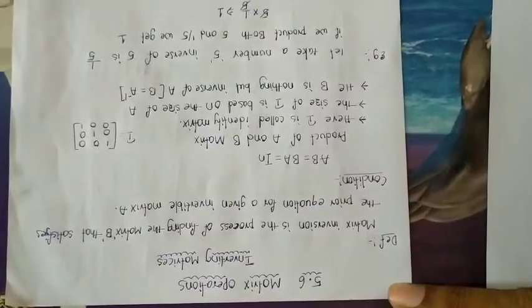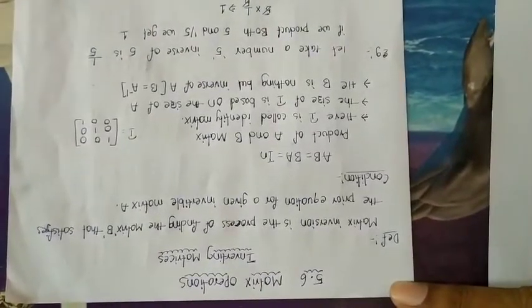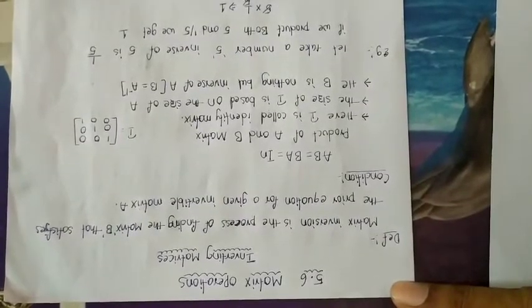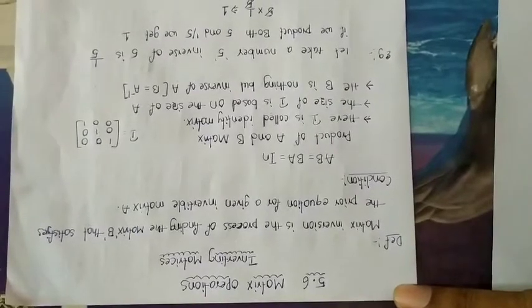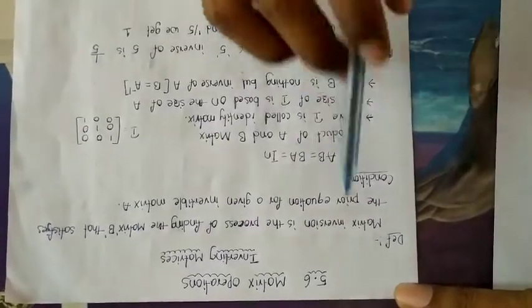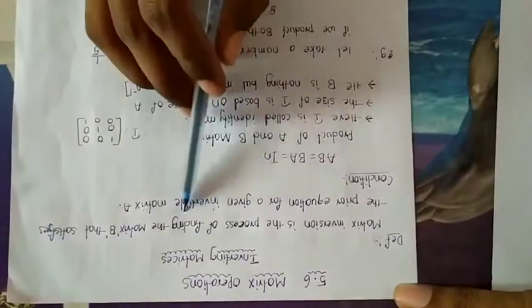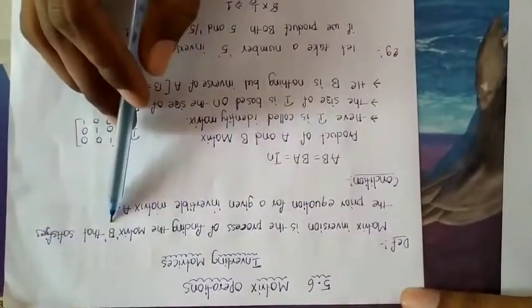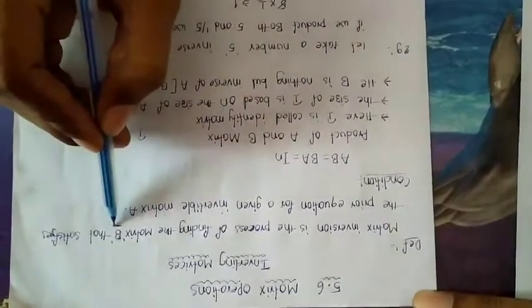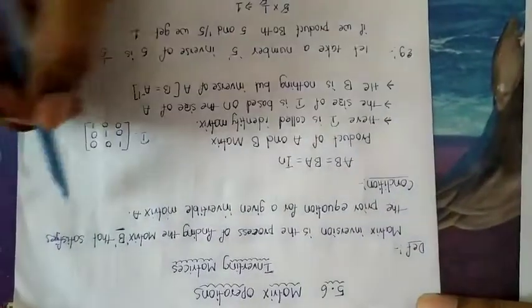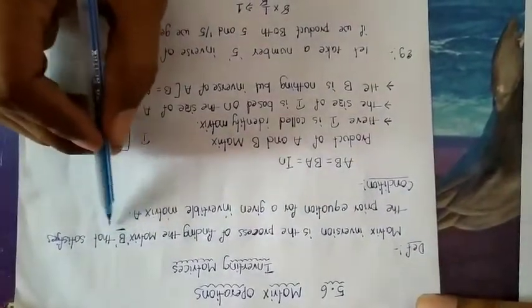Hi friends, today we are going to see the problem of matrix operation, inverting matrices. Before going to the problem, let me see the definition of inverting matrices. Matrix inversion is the process of finding the matrix B. Here B is nothing but the inverse of a matrix A. So the inverse of a matrix A is named B.